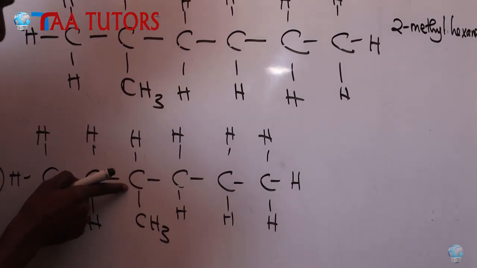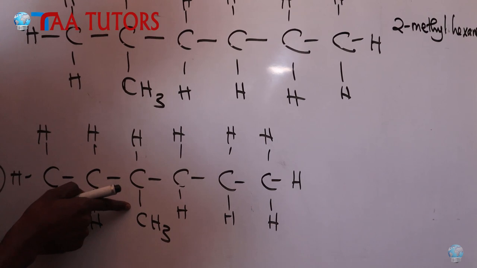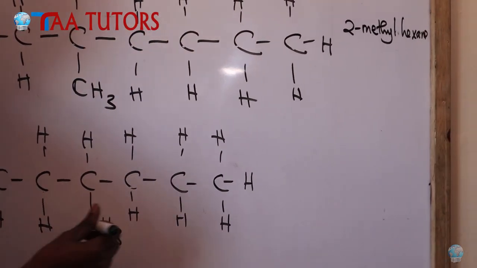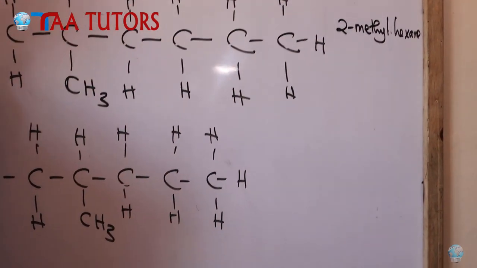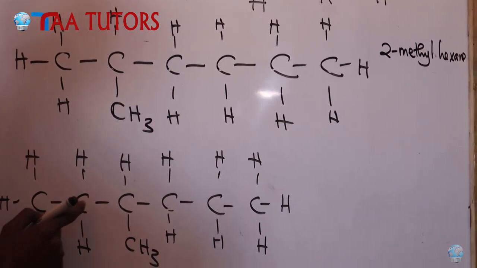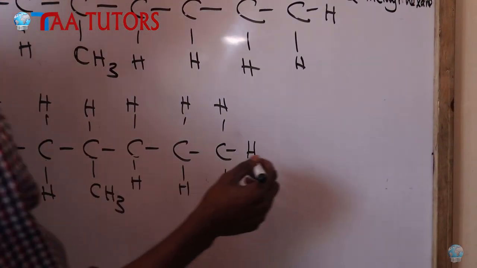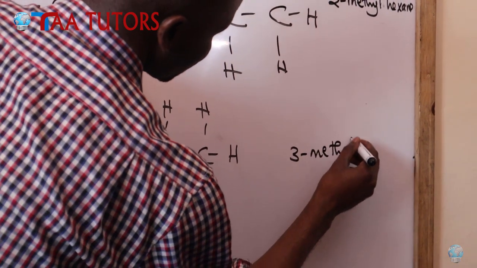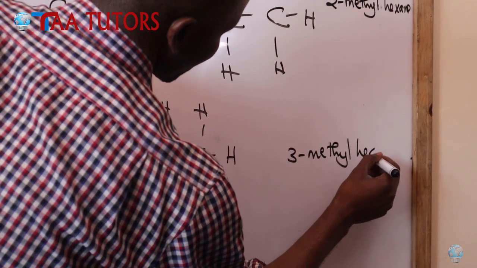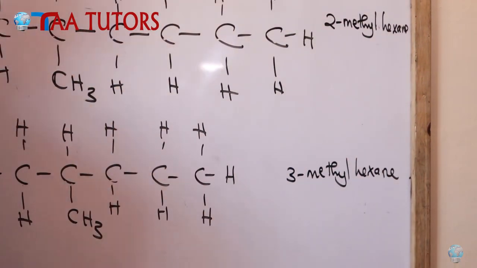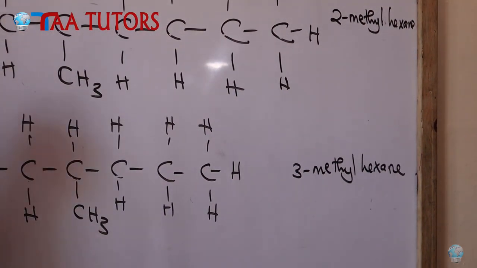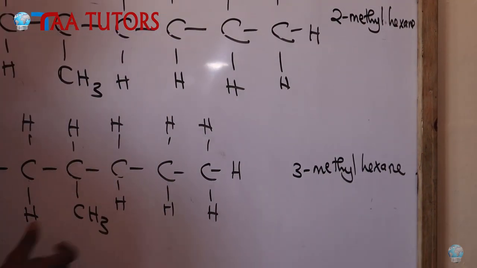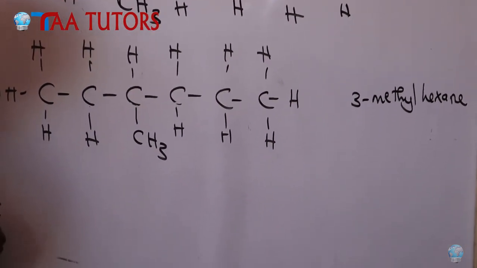So if it's on the third carbon atom here, it means that we are going to name it from this other end. So this was 2, this will be 3. 1, 2, 3, 4. So this will be 3-methylhexane. I know, because we have said, just move it, just move it. Someone will move it and say, now it's okay. Let's try that and see.